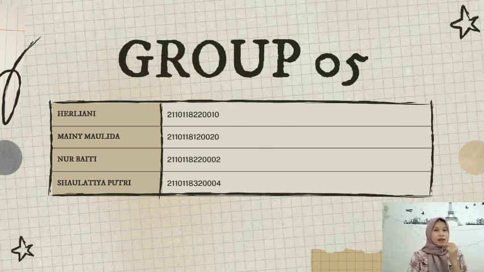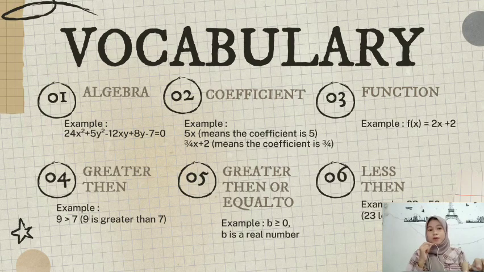And of course, we will discuss vocabulary, a video, and examples of questions number 7, 8, 9, and 10. First, we will discuss vocabulary.